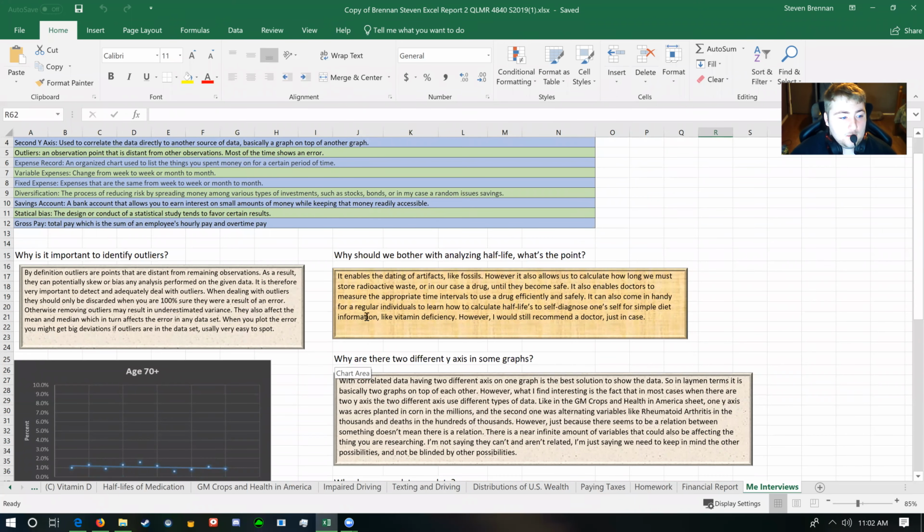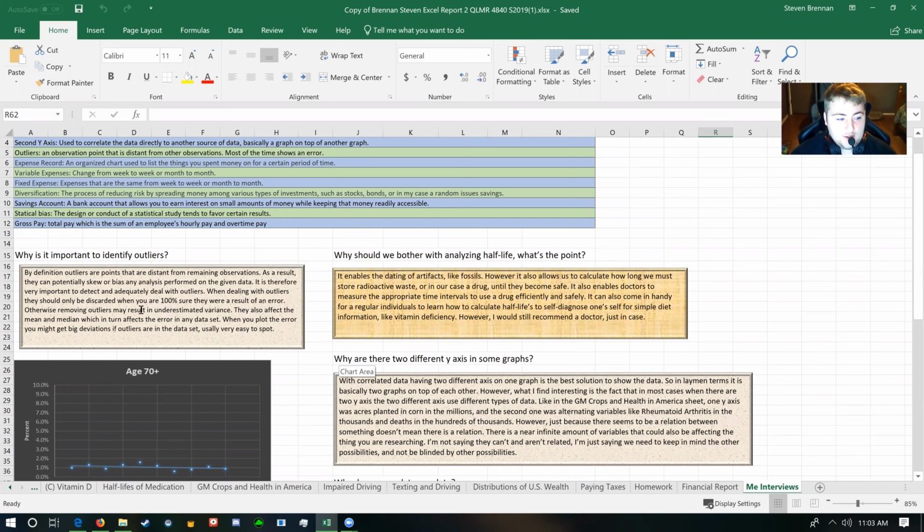Why is it important to identify outliers? By definition, outliers are points that are distant from remaining observations. As a result, they can potentially skew any given data. It is therefore very important to detect and adequately deal with outliers.